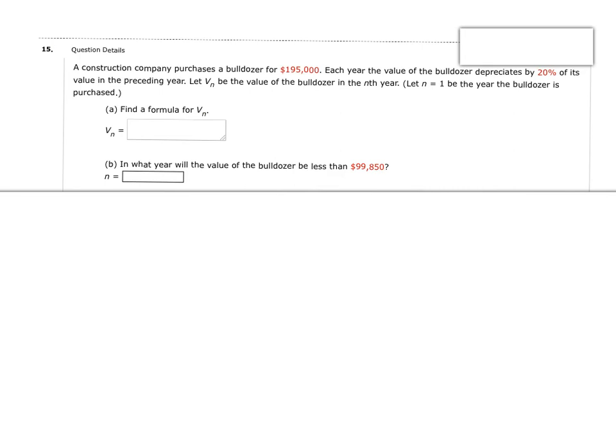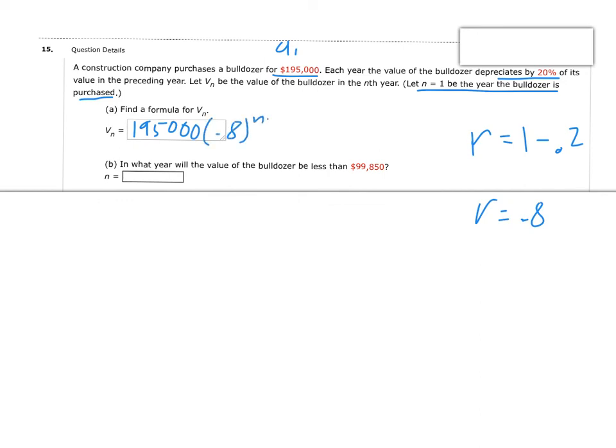All right, next up here it says the construction company purchases the bulldozer for this much. It says let n equals 1 be the year the bulldozer was purchased, so that means this is my a sub 1. And then it depreciates by 20%. Now that's a decrease, a comparison to last year. So whenever that happens, you need to add or subtract that number from 1. Since this is depreciating, I'm going to subtract it from 1. So this comes out to 0.8. So then I could say this is a sub 1, 195,000 times 0.8 to the power of n minus 1, and I have to have that n minus 1 there since I'm starting with a1 here.